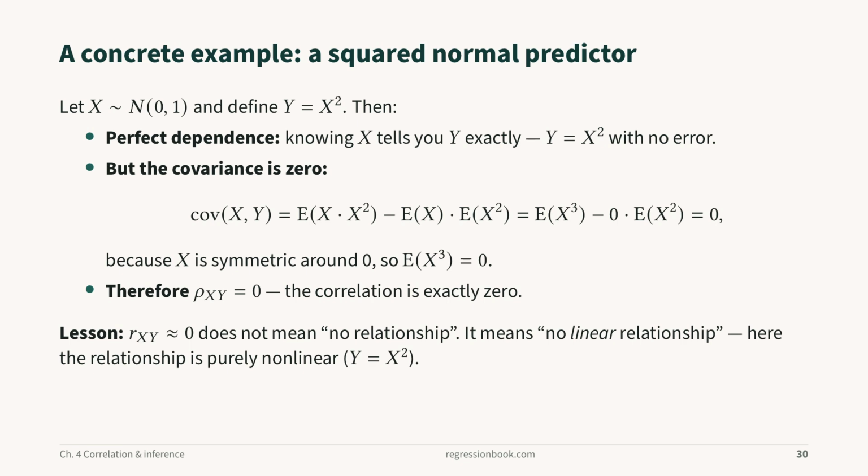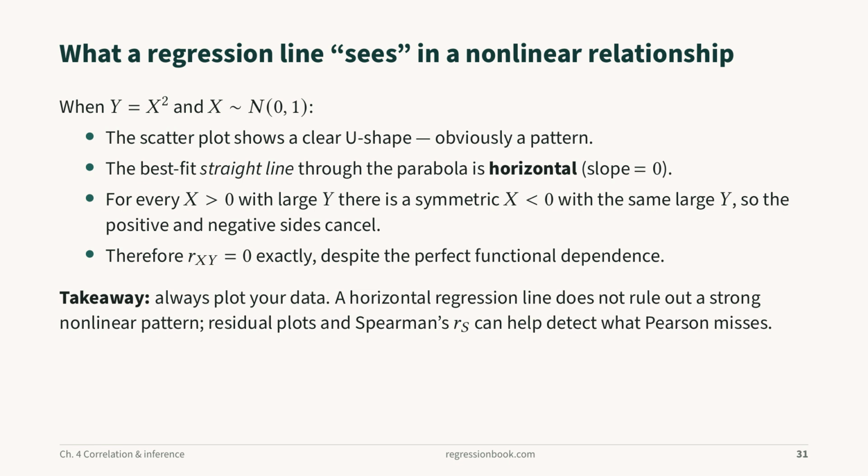So the correlation is exactly 0, despite perfect functional dependence. The lesson: a correlation near 0 means no linear relationship, not no relationship. Picture what the regression line sees in that example. The scatter is a clear U-shape, obviously patterned.